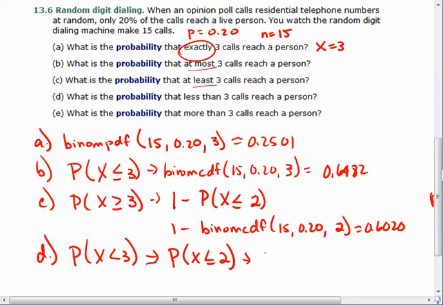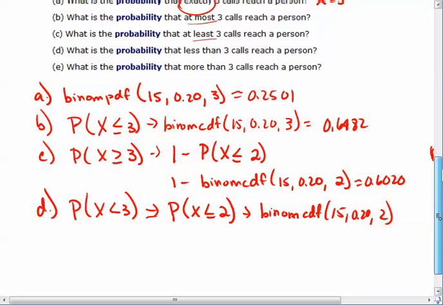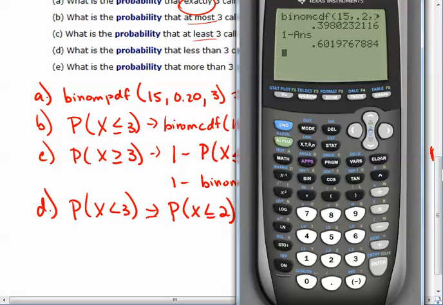So the way that you would do that problem is binom CDF 15, 0.2, 2. This time I just don't have to subtract from 1. So pull up the calculator. Oh, I think I actually had it in there from the previous problem. Binom CDF 15, 0.2, 2. And we get 0.3980.